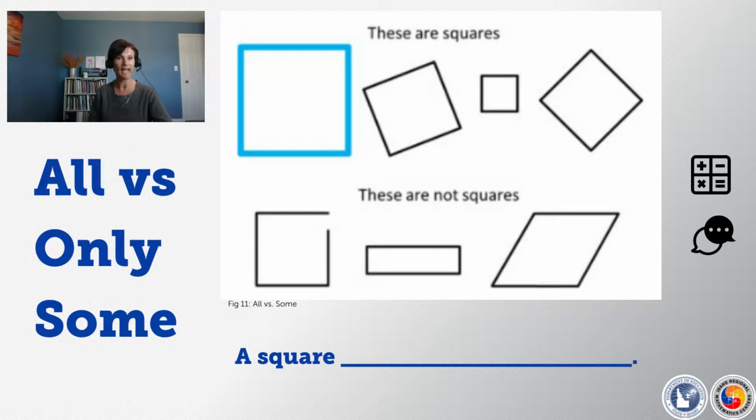So with that in mind, how could we complete this sentence frame? A square. Again, pause the video, give yourself some think time, share out or record your ideas, and then restart. Maybe we would have completed this statement by saying, a square is a closed shape with four sides of equal length and four square corners.